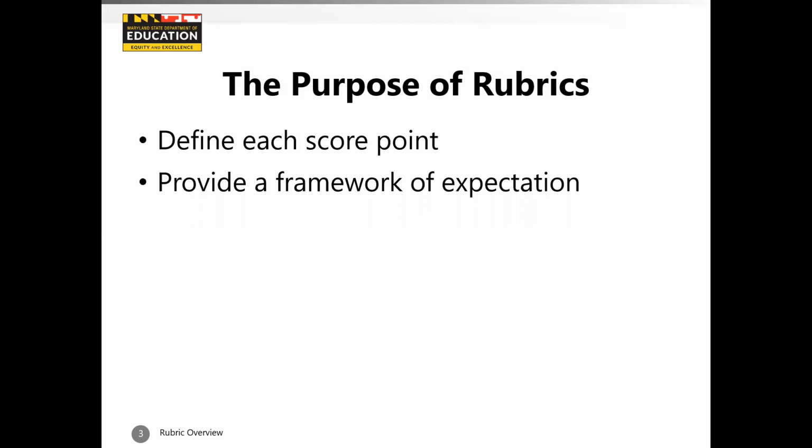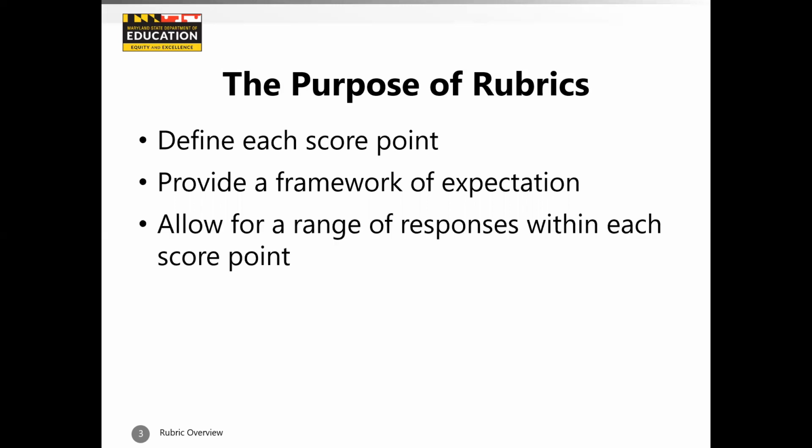It is also important to note that the rubric provides for a range of responses within a given score point. So there is variance within each given score point. For the MCAP government assessment, the ranges of acceptability for each of the score points is determined by a group of Maryland teachers during a process called range finding.